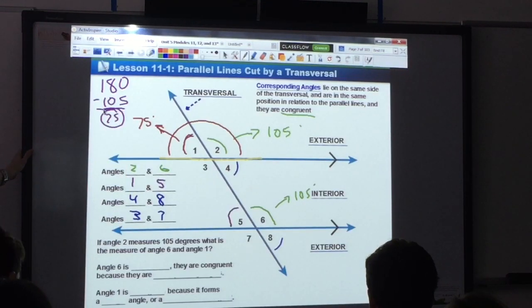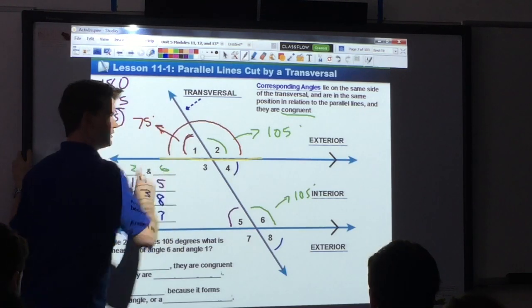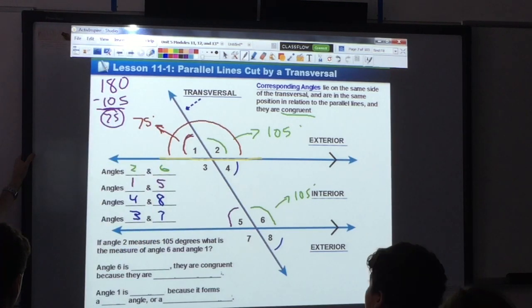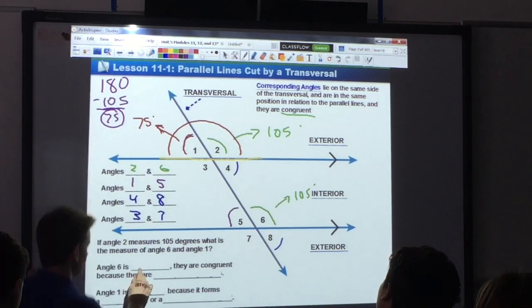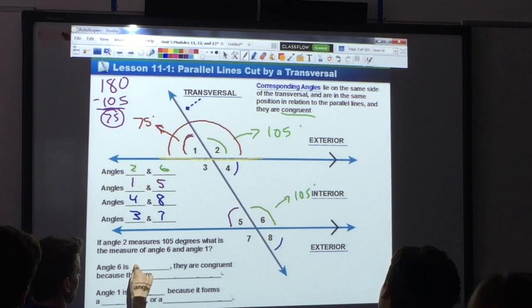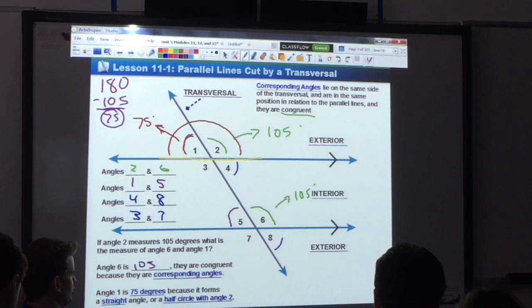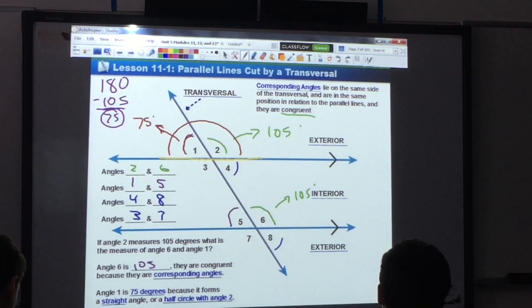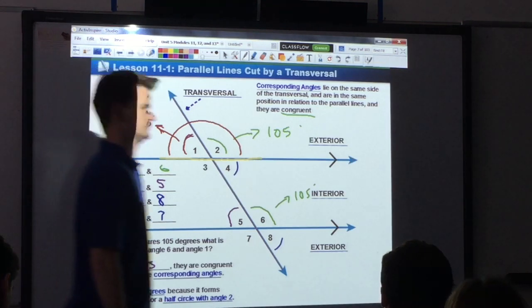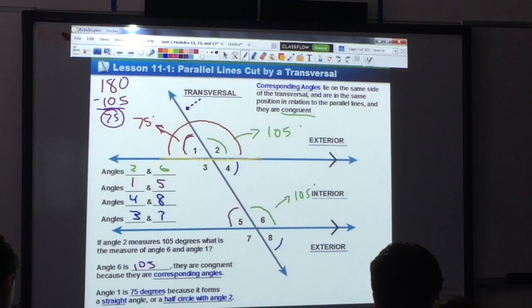What you're going to find out is if you know the measure of just one of these angles, you actually know the measure of all of them. So angle 6 is, we already did that one, 105, because they are corresponding angles. And angle 1 is 75 degrees because it's a straight angle, or it's half a circle with angle 2. Any questions on that? Any questions?